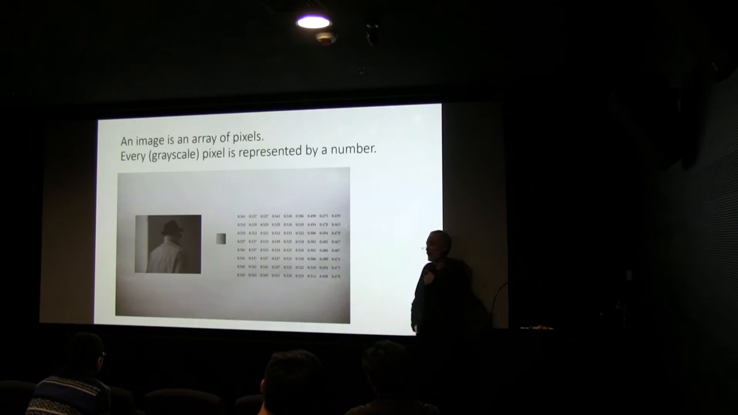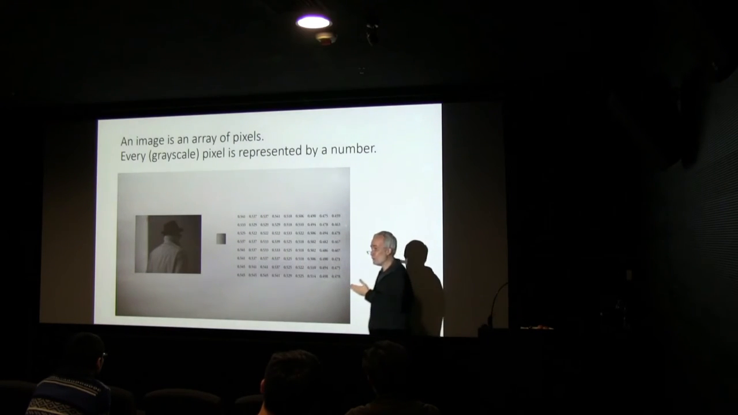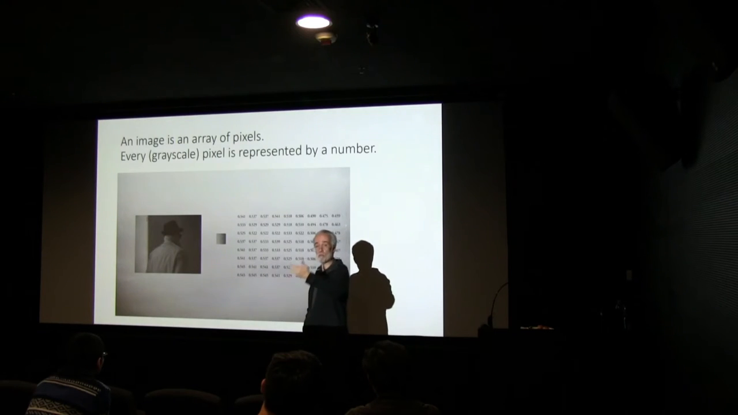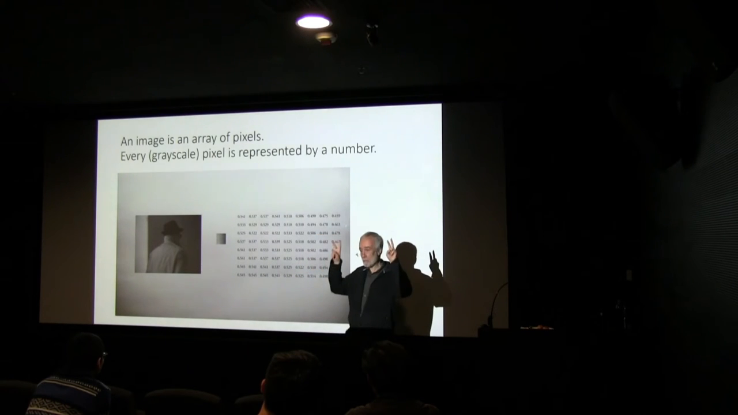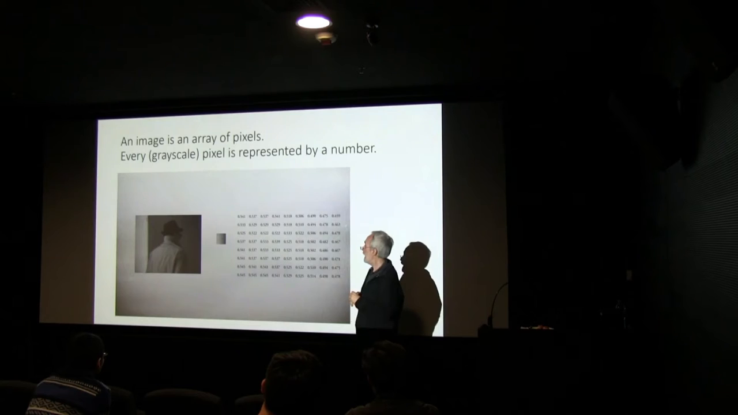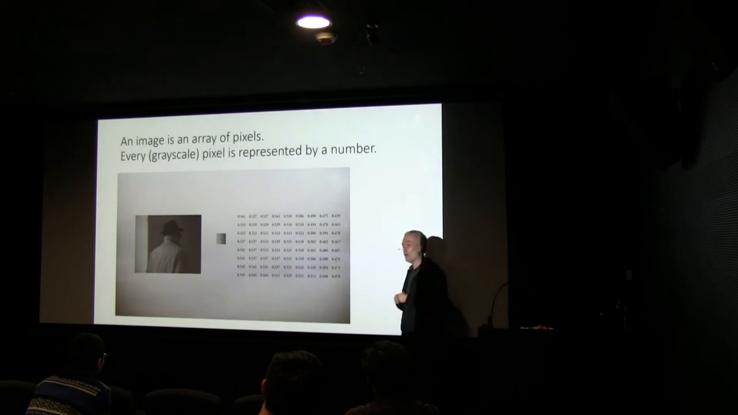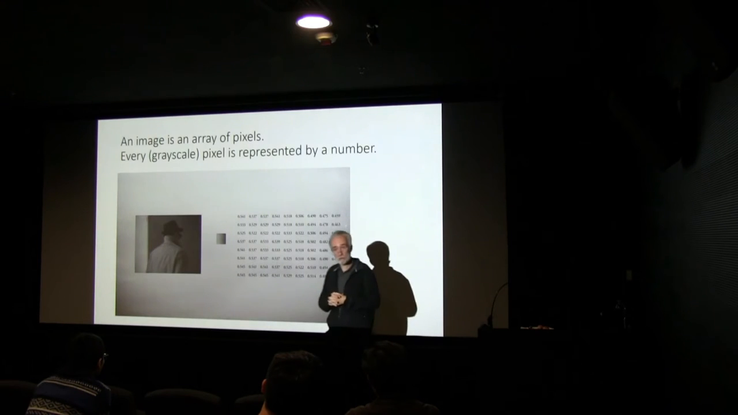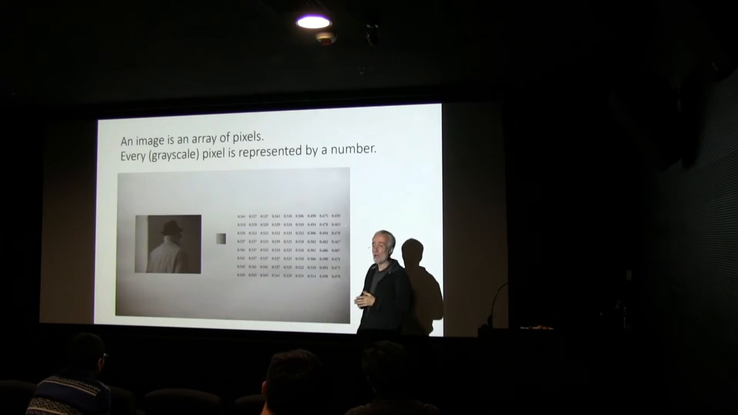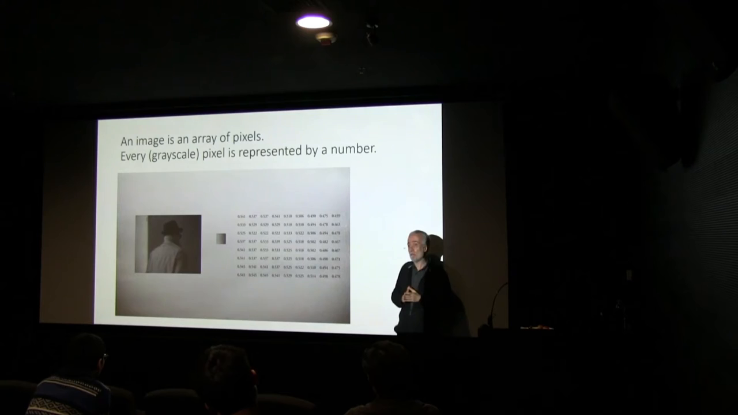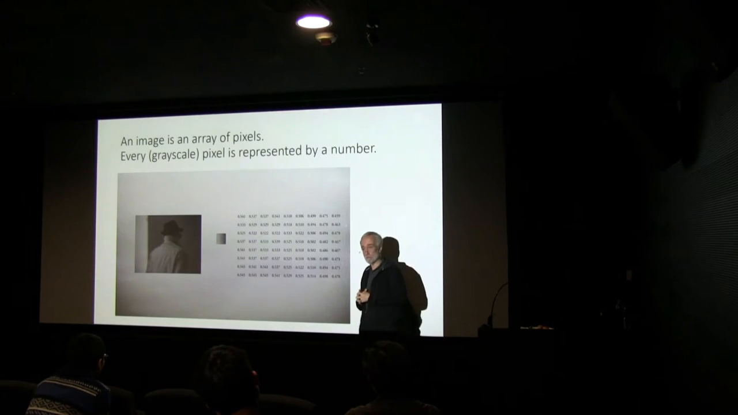Sometimes we will be analyzing color films and color images, but we will always convert them to grayscale, meaning black and white. And we will assume that every image is an array of pixels, a two-dimensional array, and that every pixel can be represented by a number.